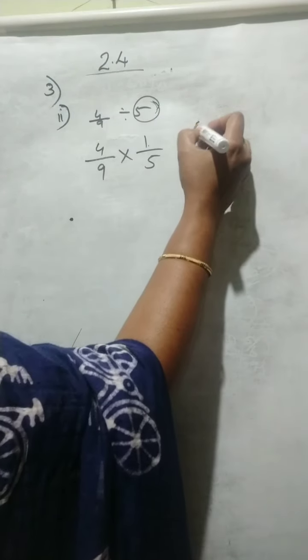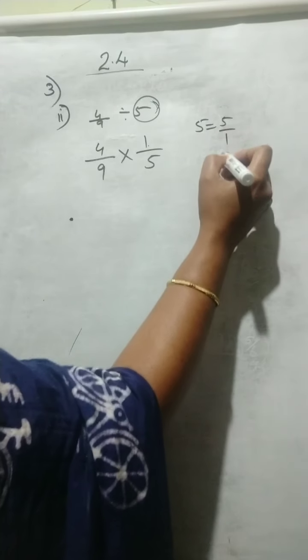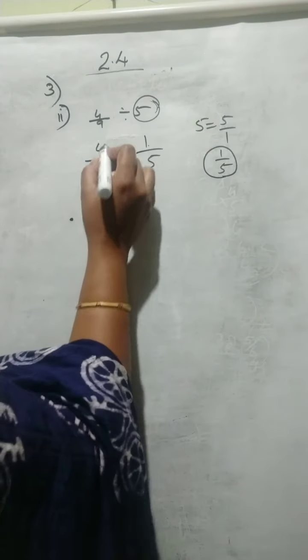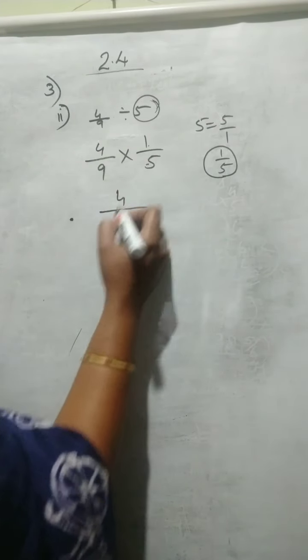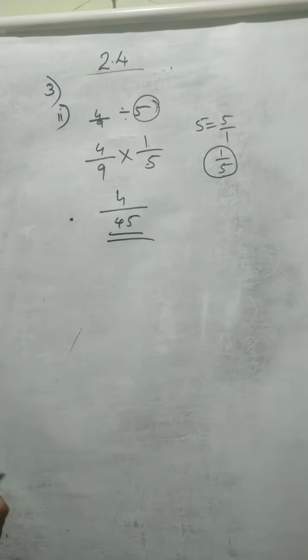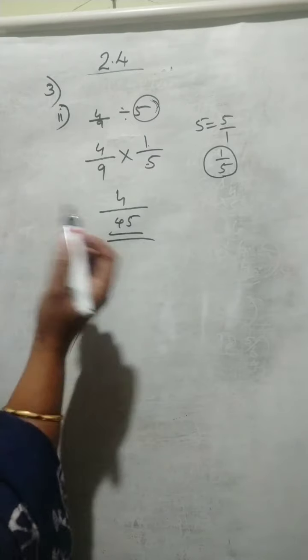Because we know 5 is equal to 5 on 1. The reciprocal of 5 on 1 will be 1 on 5. Okay. Then 4 times 1, 4 itself. 9 5s are 45. The answer is 4 on 45. Here it is a proper fraction.